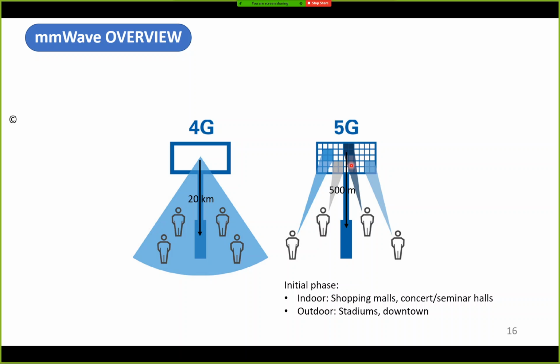Since signals can travel less distance, we will have more mini base stations, maybe every 500 meters instead of a maximum of 20 kilometers or 10 kilometers. So in the initial phase, they are going to be deployed in shopping malls, concert halls, or maybe busy downtowns.